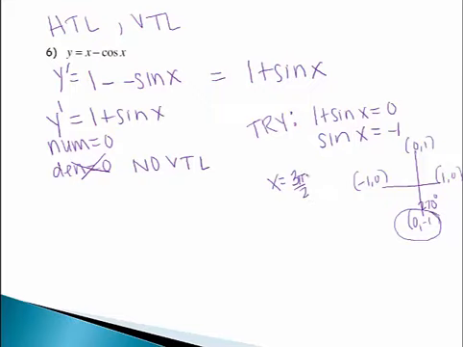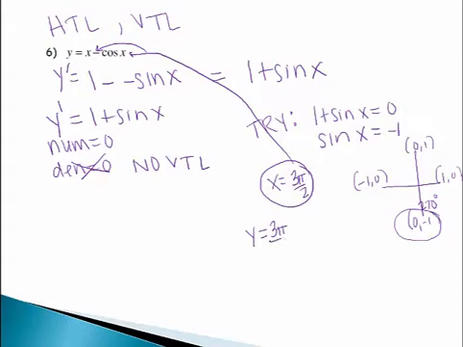Just like the last problem, what I'm going to have to do is plug this into the original problem wherever there's an x. Okay, so what's the cosine? Let's do this. What's the cosine at 3 pi over 2? Well, that is this number right there. So this whole thing is just 0.